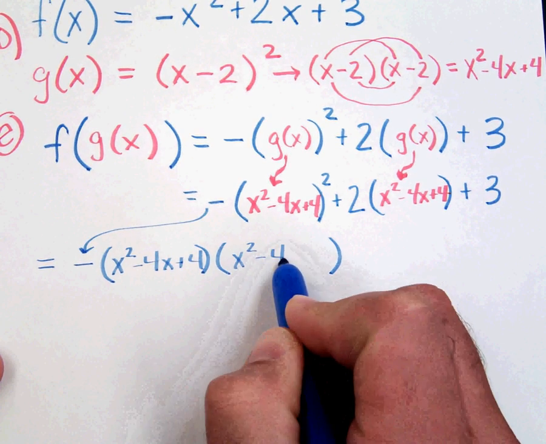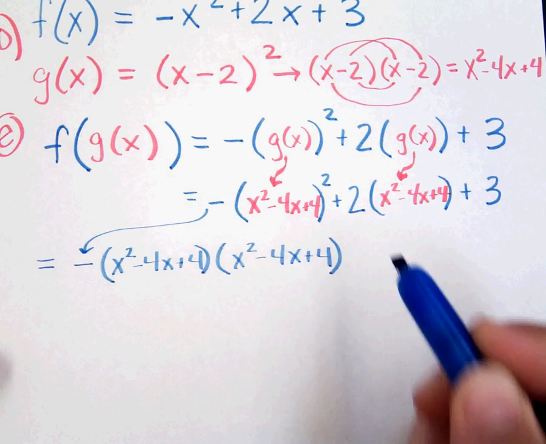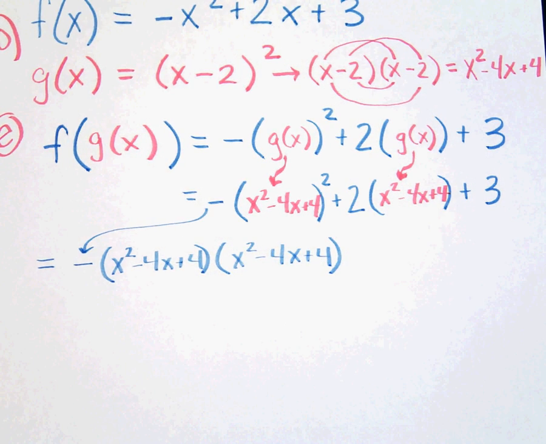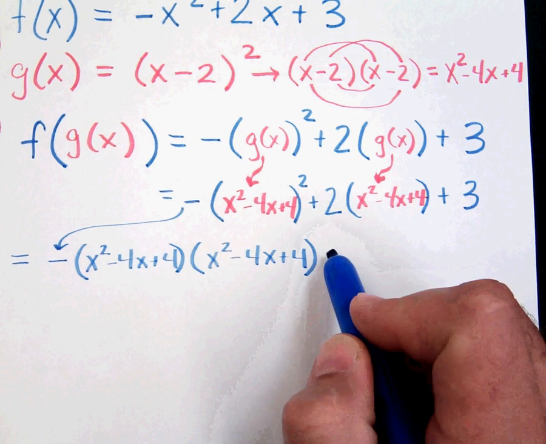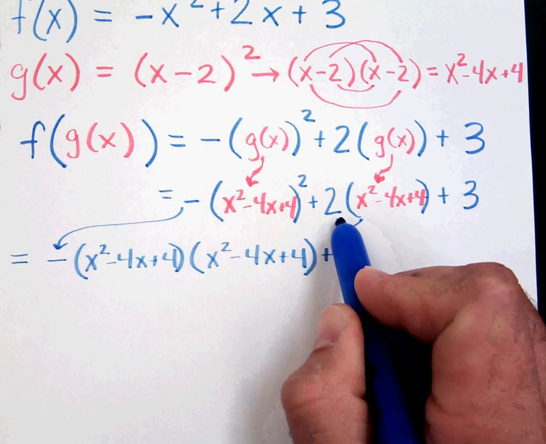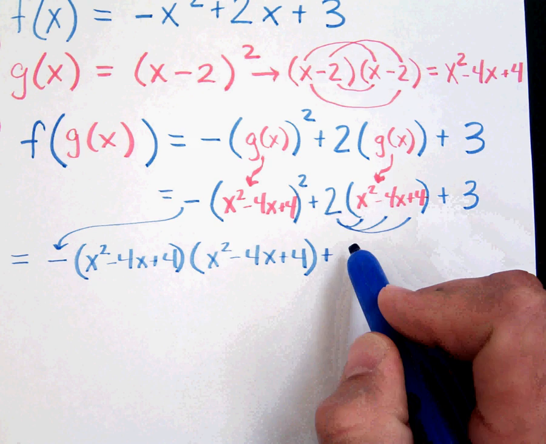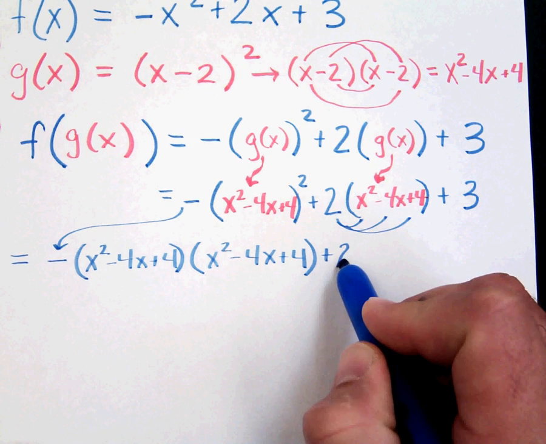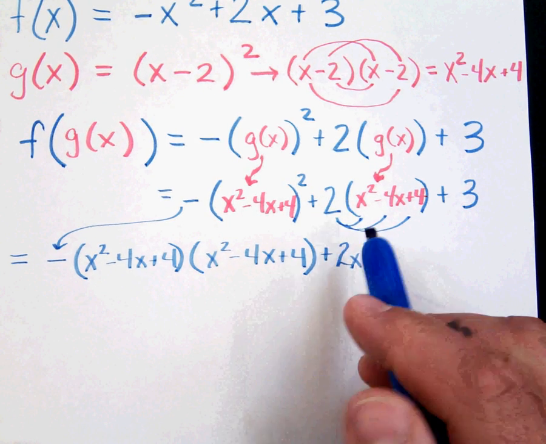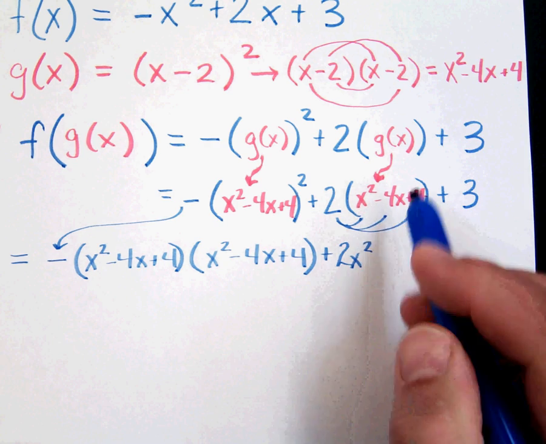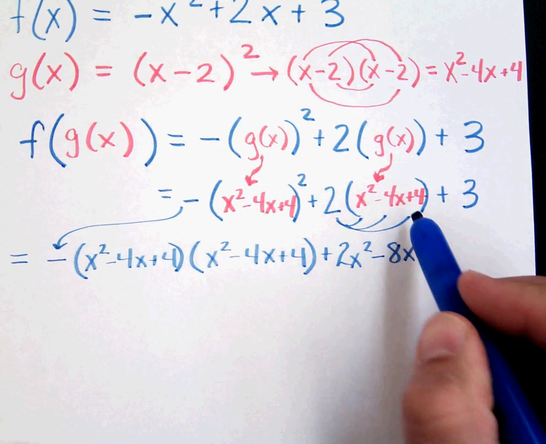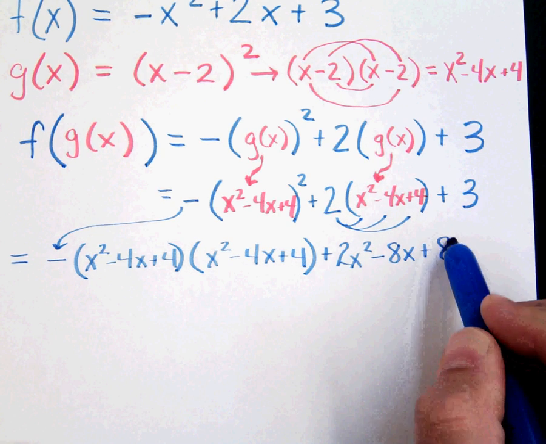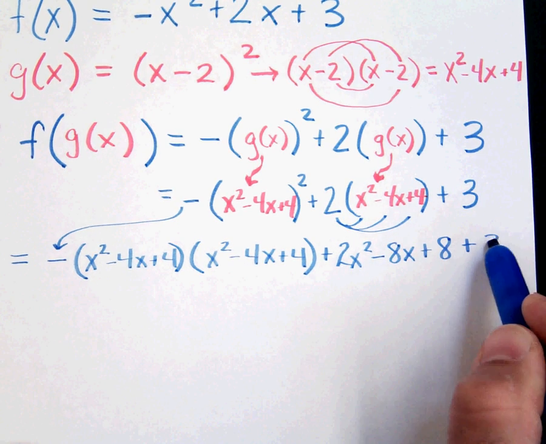And this is where it gets a little tricky, because there's a lot that's going to happen next. This next piece with the 2, we basically just need to distribute that 2 through to those 3 red terms. So we're going to get plus 2x squared. Positive 2 times negative 4x would be minus 8x. Positive 2 times 4 is going to be plus 8. Then you have that little plus 3 on the end.